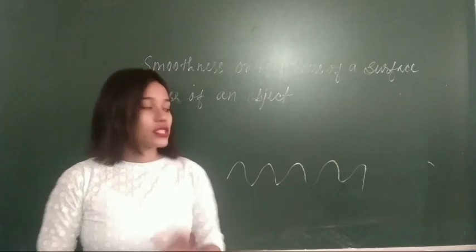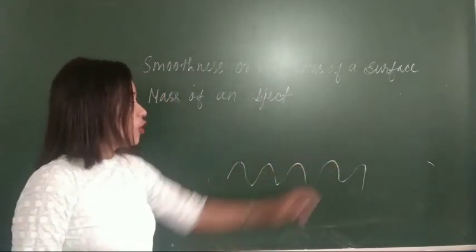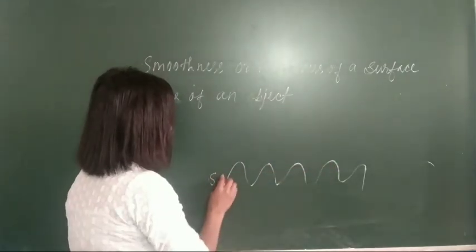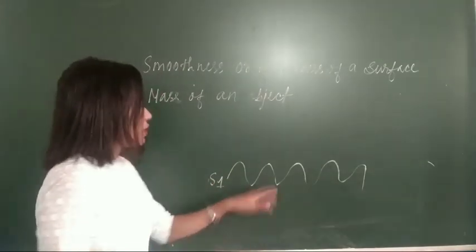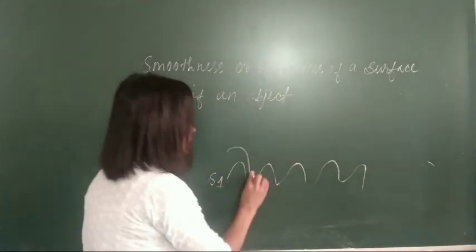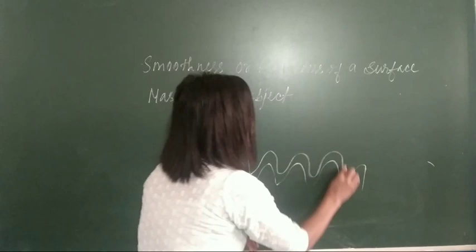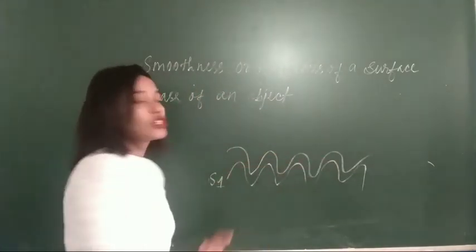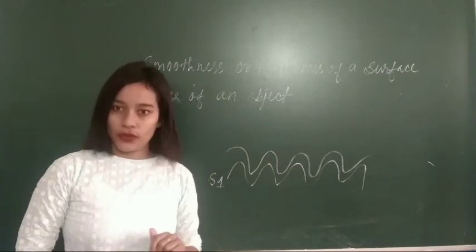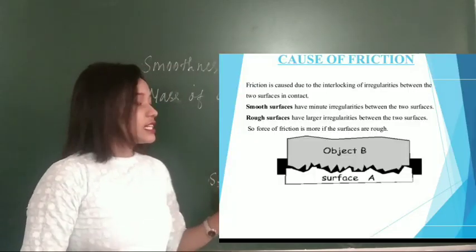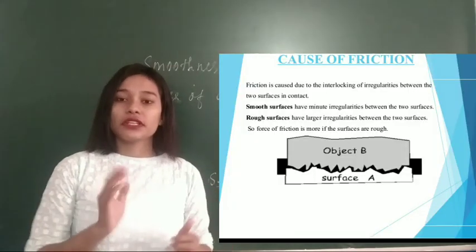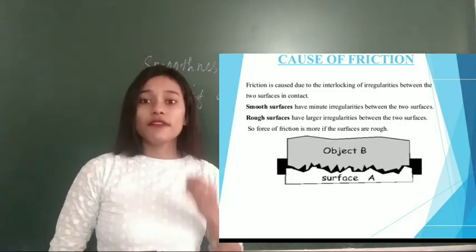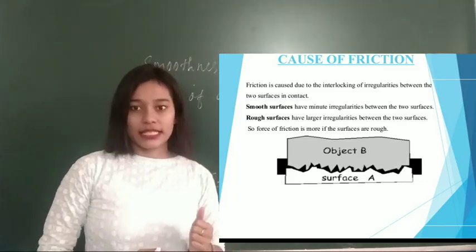Now what happens, you see, when we keep an object over a surface, suppose this is surface 1. If we keep an object over the surface, it interlocks itself with the surface like this. Now, to break this interlocking, we need to apply force. That is the reason why friction occurs. Friction occurs because of interlocking of the surface and the object.